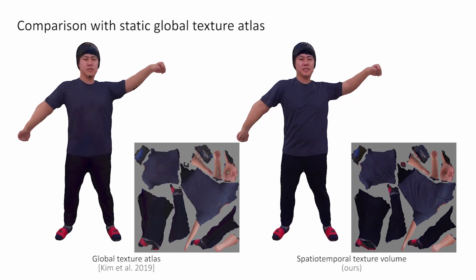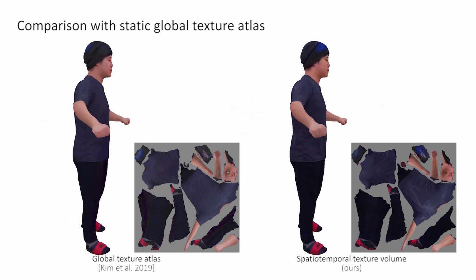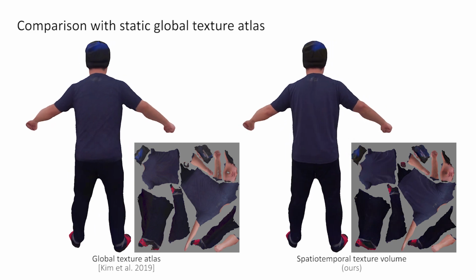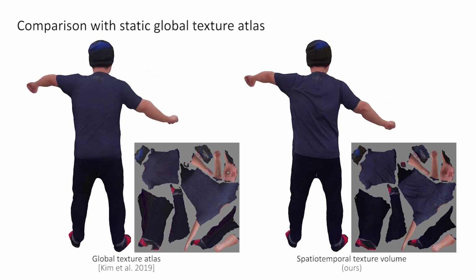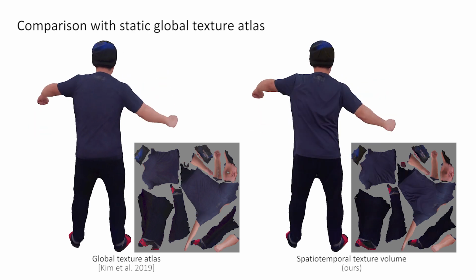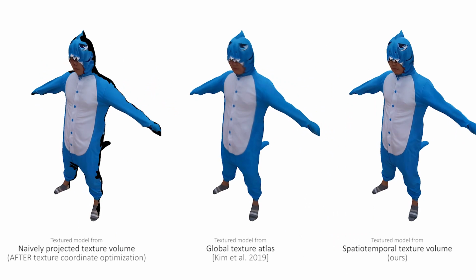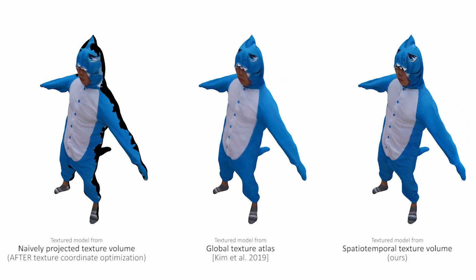Global Texture Atlas uses a static texture for a dynamic object, whereas our method uses a spatiotemporal texture volume. As a result, it is possible to express time-varying appearances of dynamic objects that cannot be expressed using the Global Texture Atlas. This is a comparison for naively projected texture volume, Global Texture Atlas, and our method.